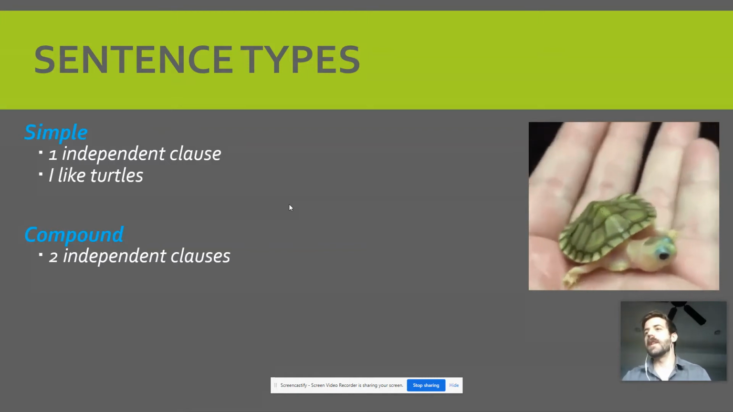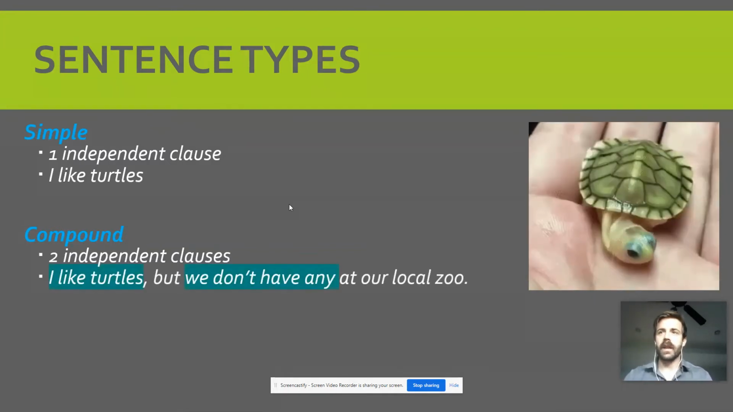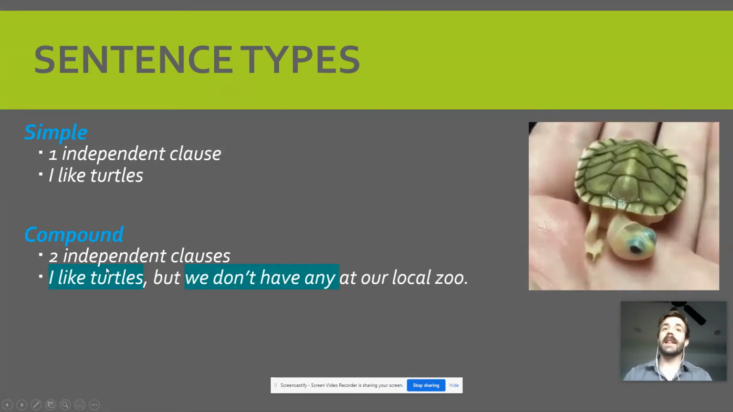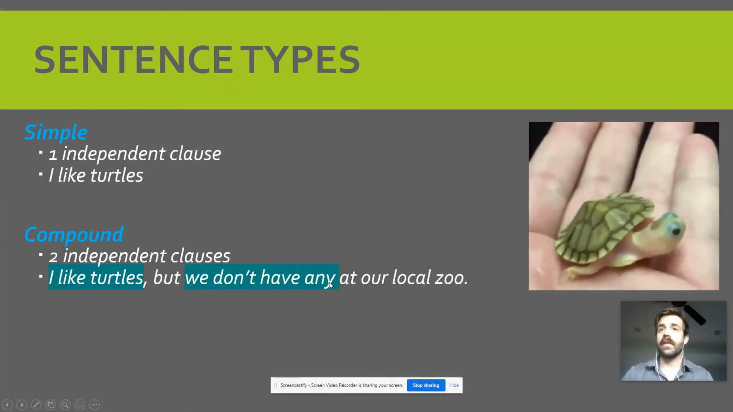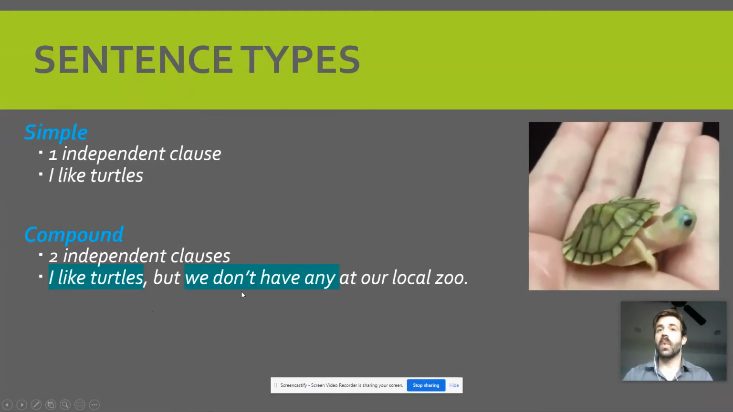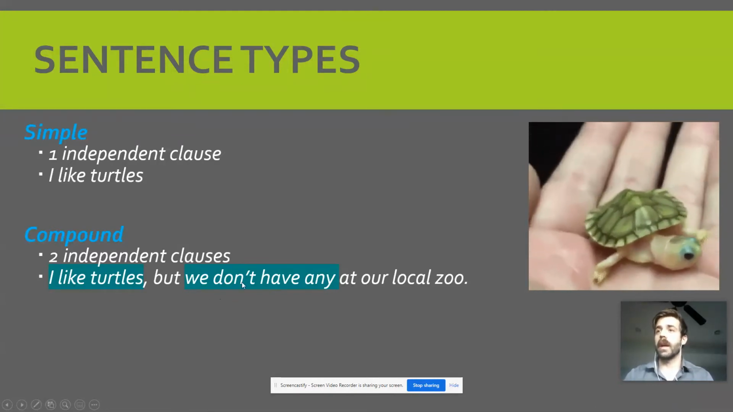And that's two independent clauses stuck together. And we'll learn different ways that you can correctly punctuate those. But I like turtles, but we don't have any in the zoo. I like is one subject-verb combination. We don't is another subject-verb combination.